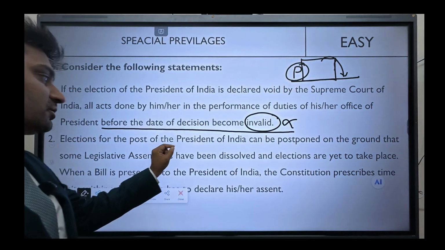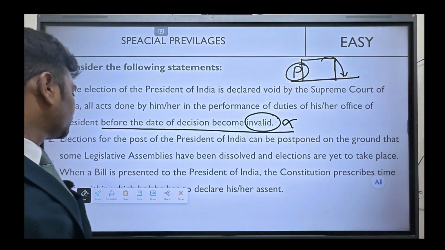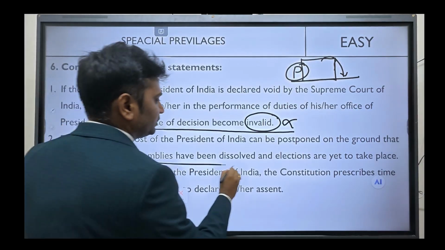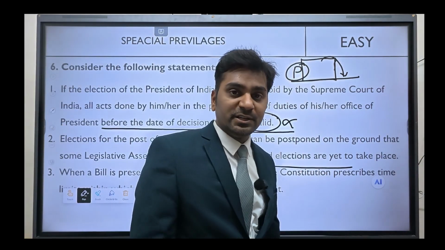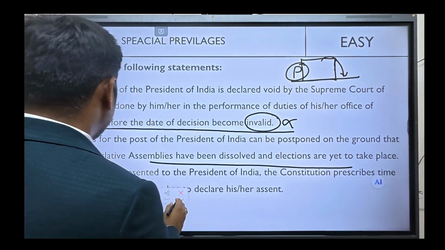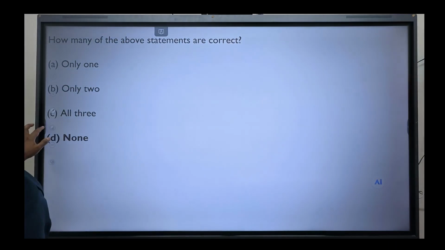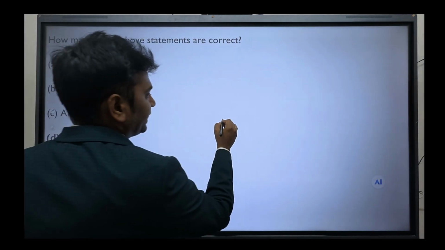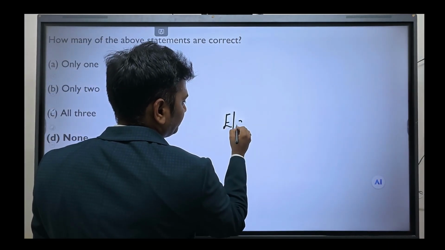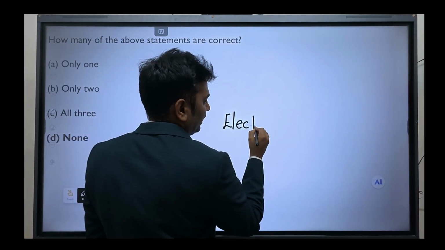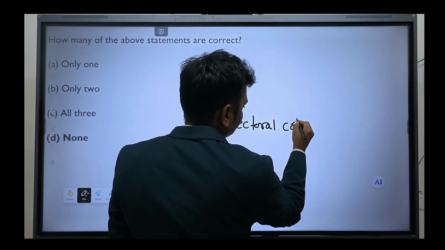Elections for the post of the President of India can be postponed on the ground that some legislative assemblies have been dissolved and elections are yet to take place. Now, this is not present. If you look at this, what they are saying, have a look at it. So, what is the Electoral College of the President? In order to have elections, you have an Electoral College.